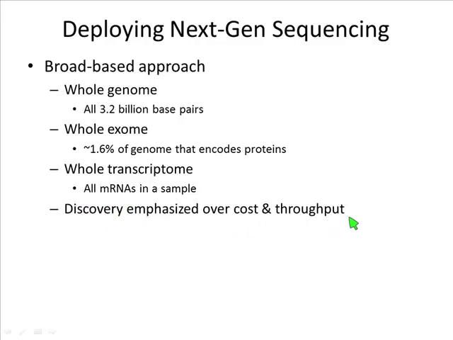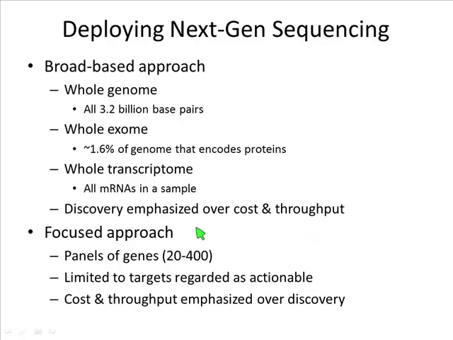In contrast, in the CLIA laboratories, what we're seeing is, generally speaking, a more focused type of approach, where we're looking at gene panels of, say, 20 up to 400 genes at a time. These are generally limited to targets that we regard as actionable today in clinical trials. And we're concerned much more about cost and throughput than we are about discovery, keeping in mind that reimbursement right now is becoming a bigger and bigger problem.